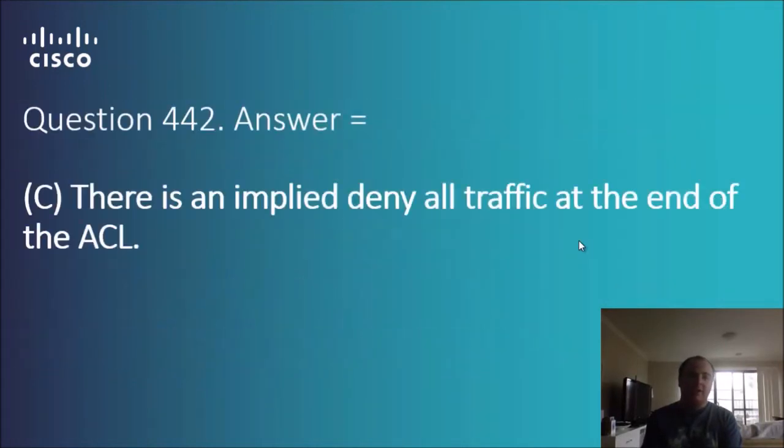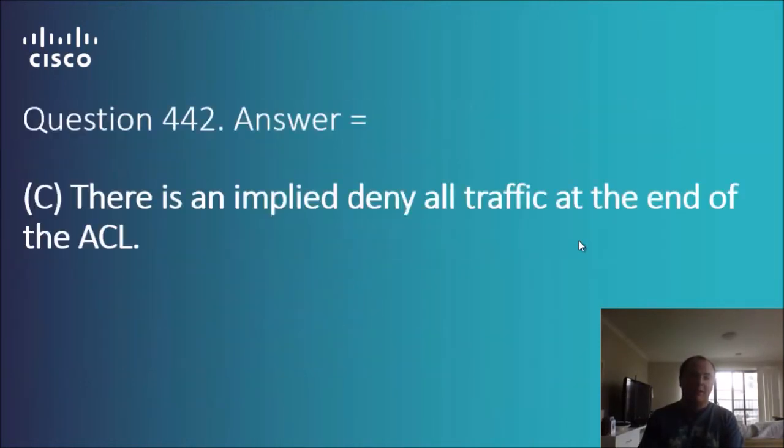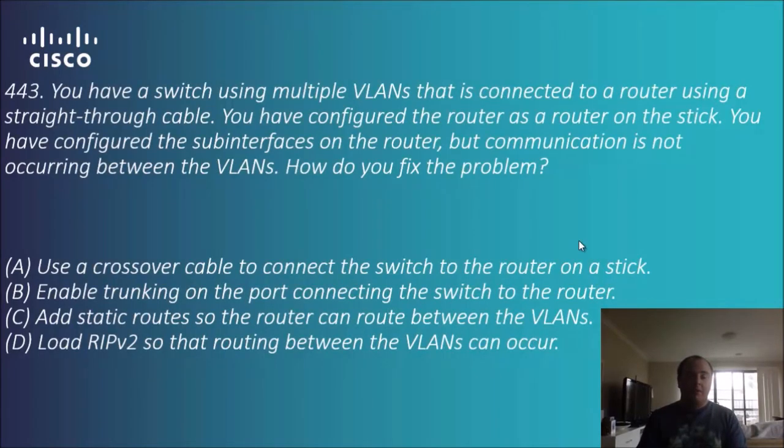There is an implied deny all traffic at the end of each ACL. So unless you explicitly allow it within the rule, it will be denied by default. So therefore, that is what is causing the issue.